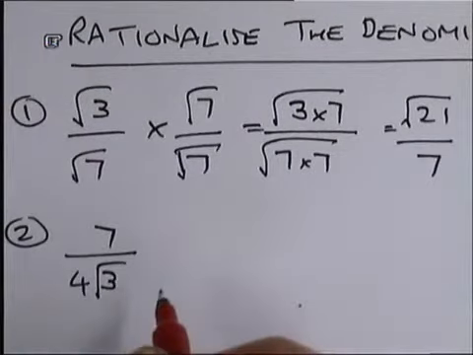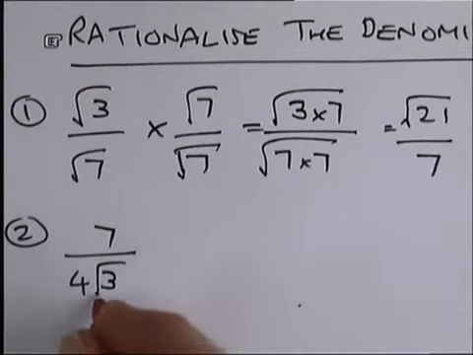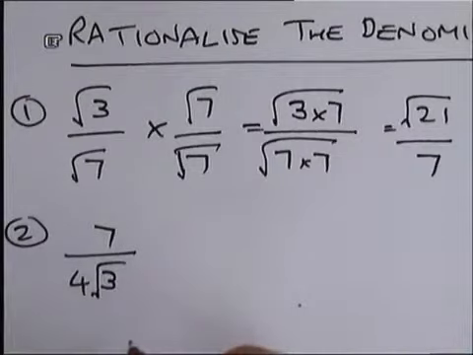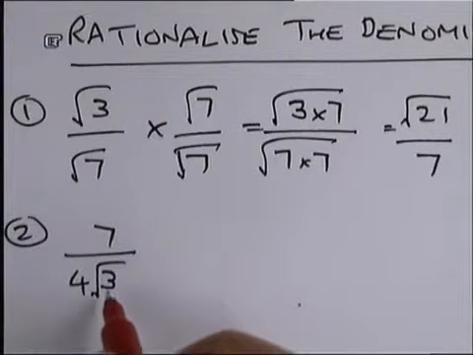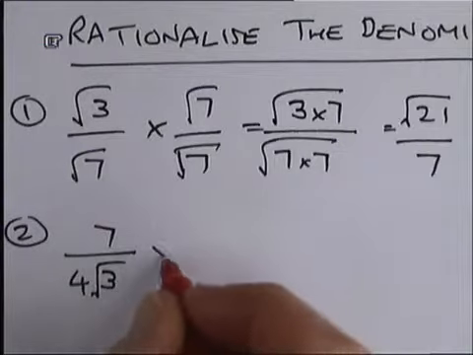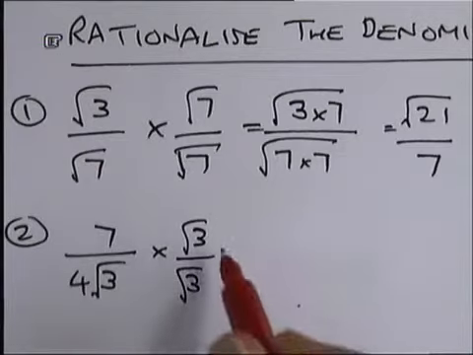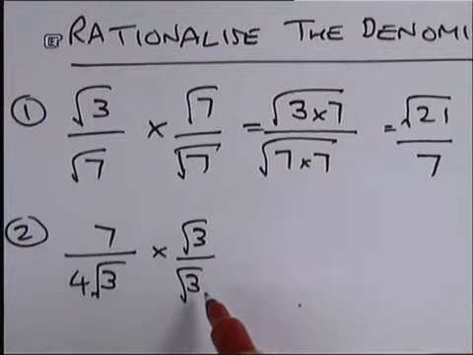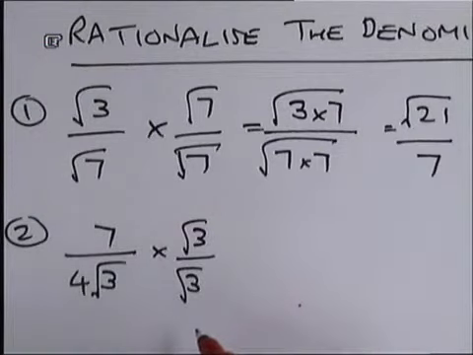In the second example we're going to look at, we're going to start with 7 over 4 lots of root 3. So 7 divided by 4 lots of root 3. And the first thing you ask yourself is, okay, what is written inside a square root sign on the bottom of the fraction? It's the root 3. So you times by a root 3 over root 3. Remember, anything divided by itself, or any fraction with the same number on the top and the bottom, is just a number 1 written in a strange way. And if you times by 1, you don't change the value of what you had to start with.